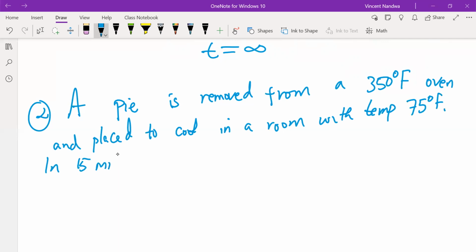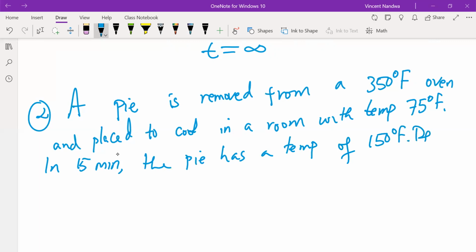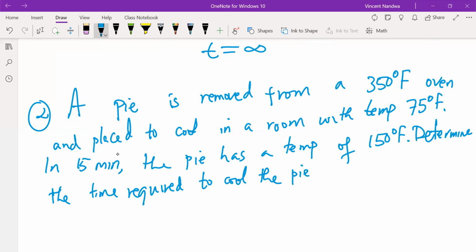In 15 minutes, the pie has a temperature of 150 degrees Fahrenheit. Determine the time required to cool the pie to a temperature of 80 degrees Fahrenheit. That's another application of Newton's law of cooling.